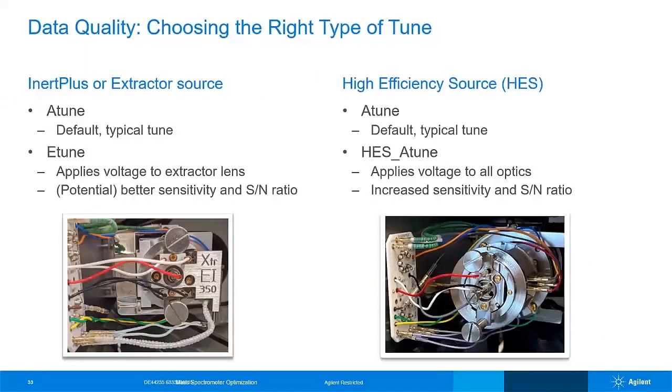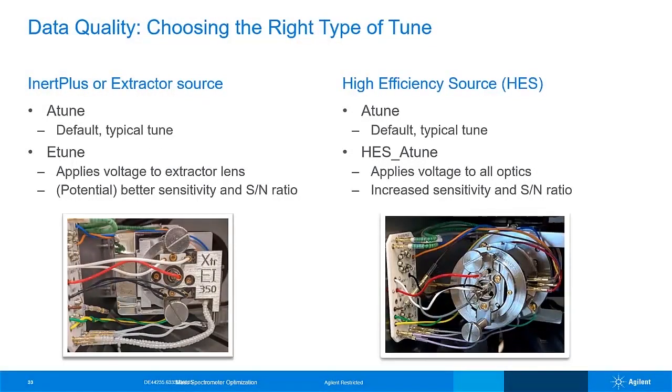Now that we've changed our temperatures and extraction lenses, we need to retune the system. But what tune is best for what you need? Some analyses require specific tunes such as BFB tune or S tune, which we're not going to discuss today. However, most analyses can get by with the manufacturer provided tune. For inert plus or extractor source, the ones with extraction lenses, you have a choice between using A tune and E tune. Now A tune is the default typical tune, which is good for a lot, if not most, analyses and applications.